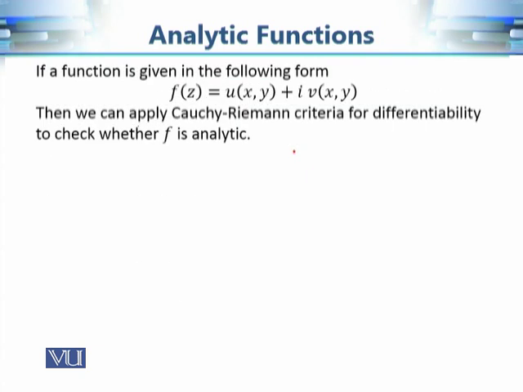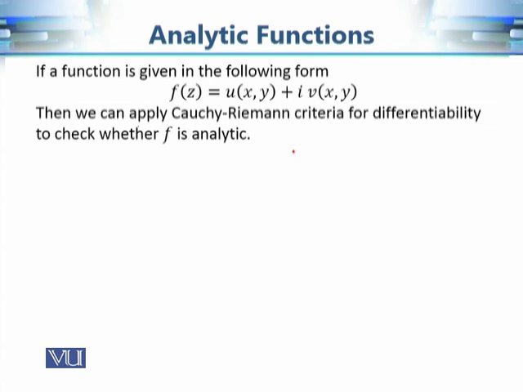Now, if a function is given in the component form u of x y plus iota v of x y, then we can apply the Cauchy-Riemann criteria for differentiability to check whether f is analytic or not. Now remember, we have a sufficient condition for checking whether a function is differentiable at a point or not. So if we want to check that a function is analytic at a point, we can check whether there exists an epsilon neighborhood where the function has a derivative at each and every point in that neighborhood, and we can check that using this sufficient condition, which is the Cauchy-Riemann criteria for differentiability.